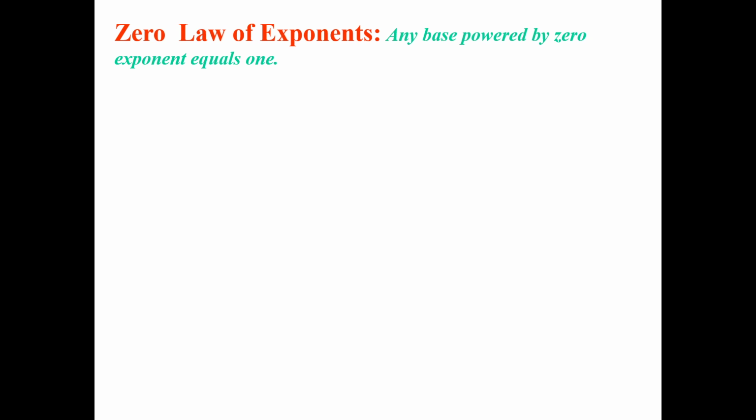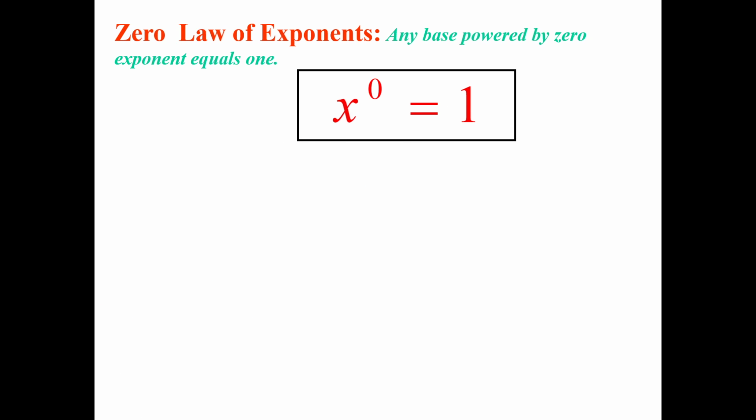Any base with a zero exponent will equal 1. So we can say x to the 0 is 1. And I will prove why that works. If we think about x to the 5 divided by x to the 5, we talked about this two different ways. We talked about when you divide, you subtract the exponents. So 5 minus 5 is 0.